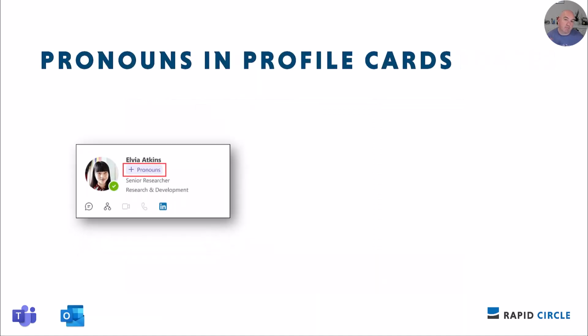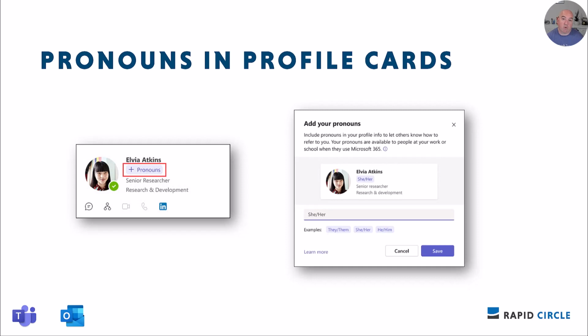Now, pronouns, a very important topic, and they're the words that we use to replace someone's name in a sentence, such as he, she, or they in the English language. You'll soon be able to add pronouns directly to your profile card in Outlook on the web and in Teams, and this is quite useful for people who identify as something other than what people would normally label them as. It's also useful for people who haven't added a profile photo and have a name that could go either way, such as Alex or Lorian.